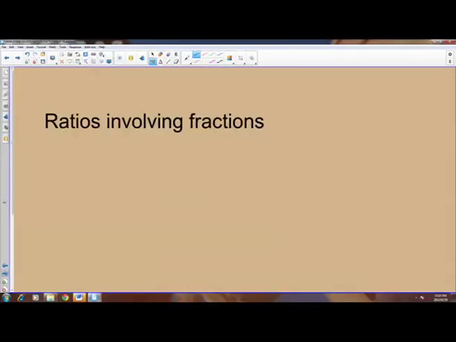Now, you also stated in your question that I should include examples which involve fractions. Of course, ratios can be represented as fractions and then simplified. Let us have this example: 3 over 4 is to 2 over 3 is to 1 over 2. These are fractions. So how do we simplify this?